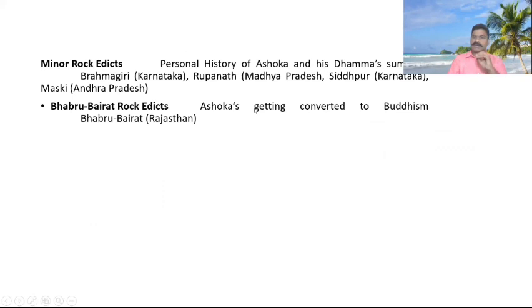Babru and Bairat edict. Ashoka's conversion to Buddhism. This is the Babru Bairat edict, which speaks about Ashoka's conversion to Buddhism. Ashoka received Buddhism from Upagupta, who was a Buddhist monk since the age of five. He taught Ashoka, and because of Upagupta, Ashoka took up Buddhism.